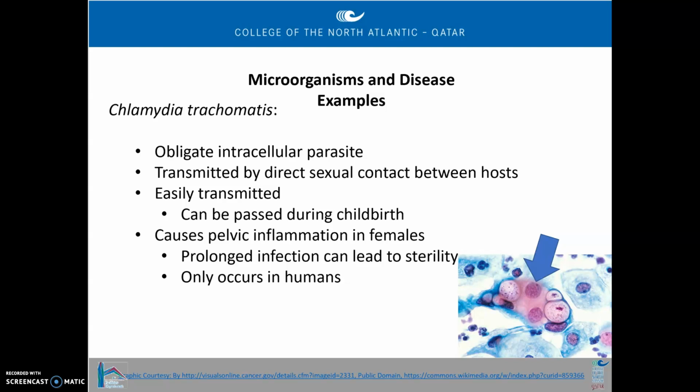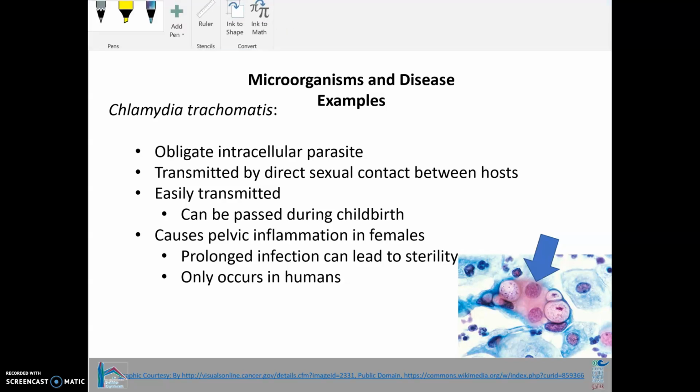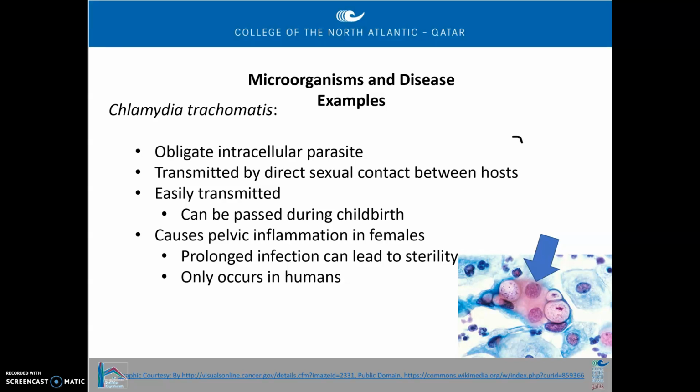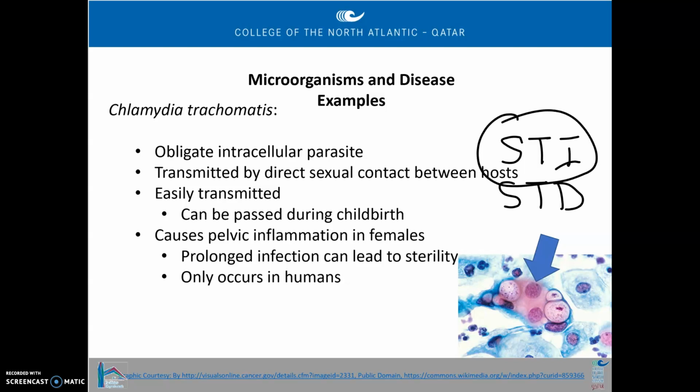We can see some other different types of bacteria. Chlamydia trachomatis. These are obligate intracellular parasites. They're transmitted by direct sexual contact, and chlamydia is a very common sexually transmitted infection. You'll often see those called STIs, and formerly we used to call them STDs, for sexually transmitted diseases. Generally, this is the new condition that we'll use.